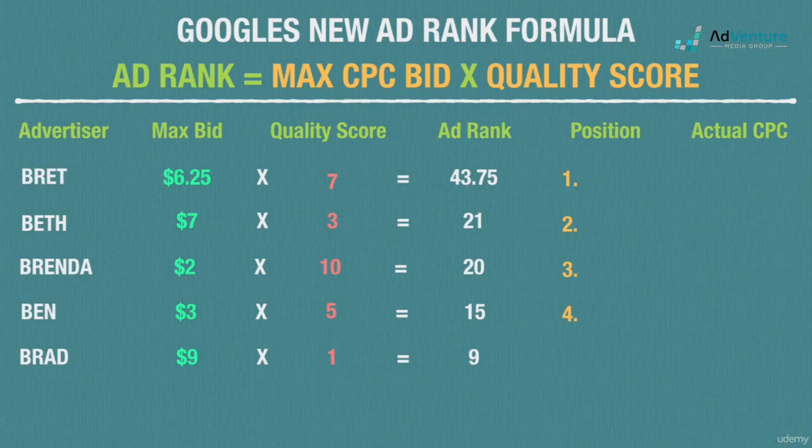So I just reset the original numbers here and reordered the advertisers in order of ad rank. We've got Brett in spot number 1, Beth in spot number 2, Brenda in 3rd place, Ben in 4th, and Brad the loser knocked out of the running for this particular auction. Google sets up their auction so that an advertiser can bid the maximum they are willing to pay for a click, but they only have to actually pay the minimum amount needed to maintain their position, or in other words, the minimum they would need to beat the advertiser directly below them.